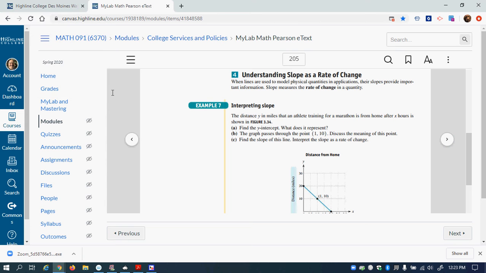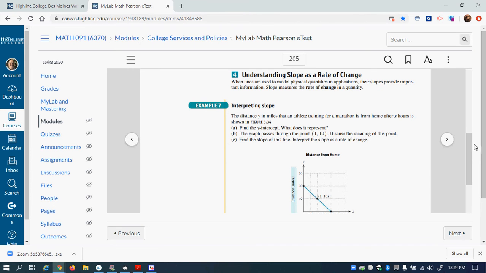Right, so this section, the last section of this is 3.4, and it is understanding slope as a rate of change and interpreting the slope. So on page 205, it talks about the rate of change. When lines are used to model physical quantities and applications, their slopes provide important information. So slope measures the rate of change in a quantity. Okay, so rate of change is another word for slope.